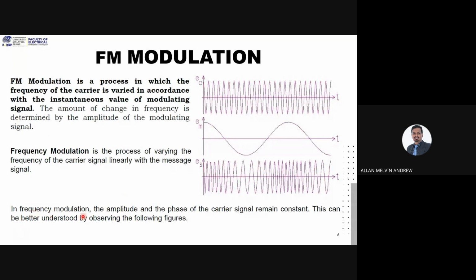In frequency modulation, the amplitude and the phase of the carrier signal remain constant. Okay, so you can see the amplitude is the same, not changing in amplitude. Phase also not changing. When we compare with amplitude modulation, when it goes below 0, the phase changes by 180 degrees. But in frequency modulation, there are no phase changes, so it remains constant. This can be better understood by observing the following figure. So you can see here to understand it better.